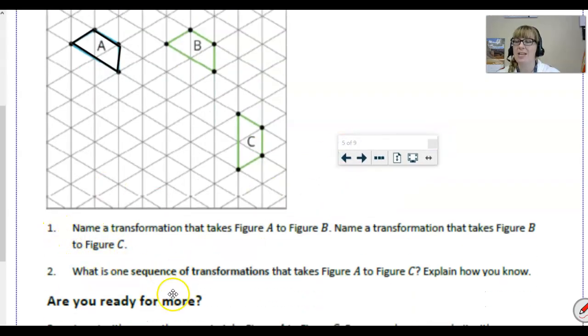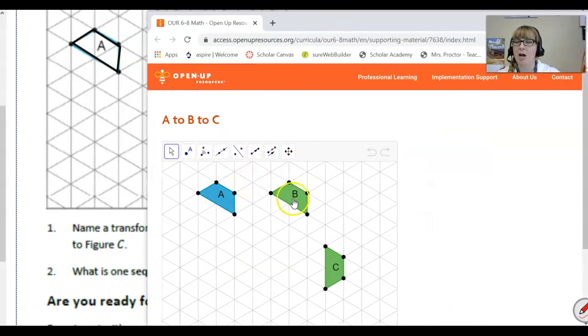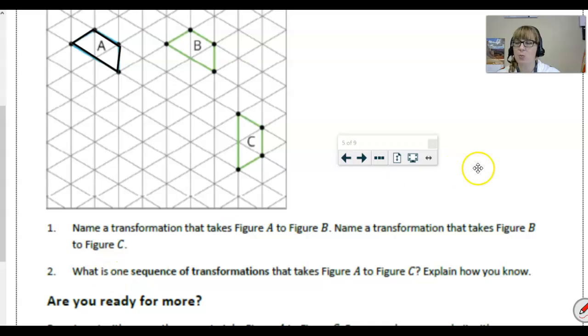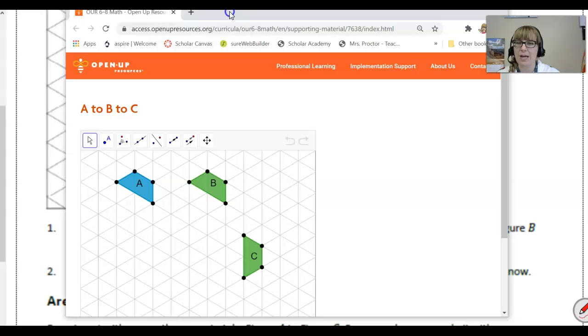Question 2 says, what is one sequence of transformations that will take figure A all the way to C? You don't have to stop at B. How can you go from A to C? Pause the video to answer questions 1 and 2. You have the advantage of using the applet to help you figure that out.